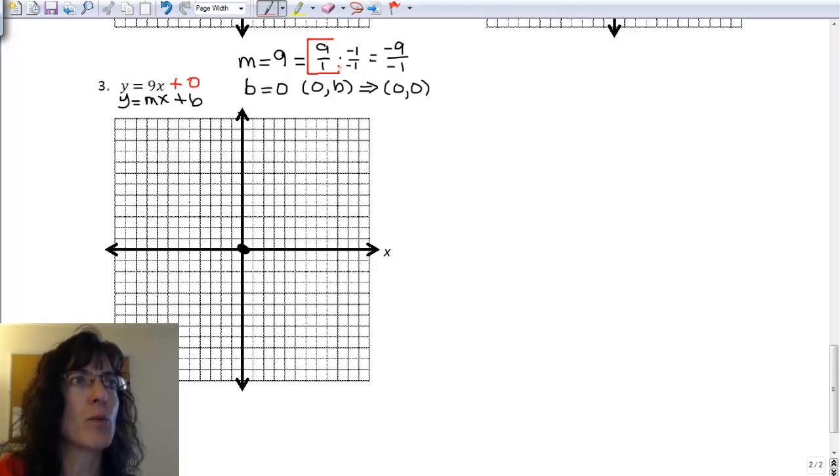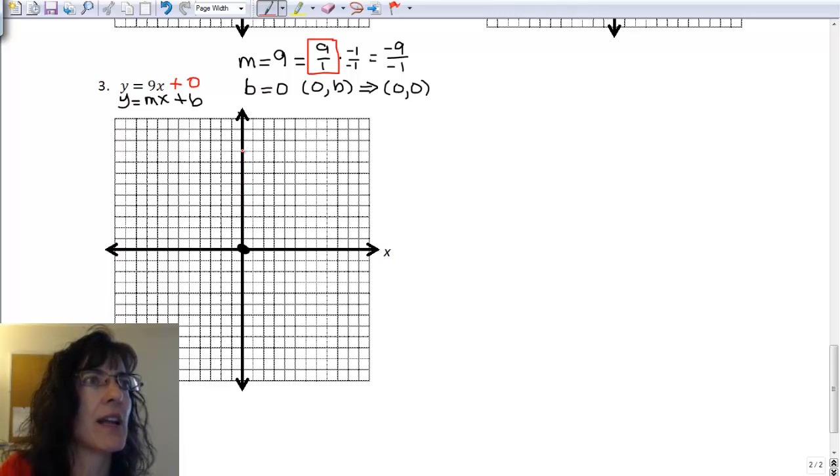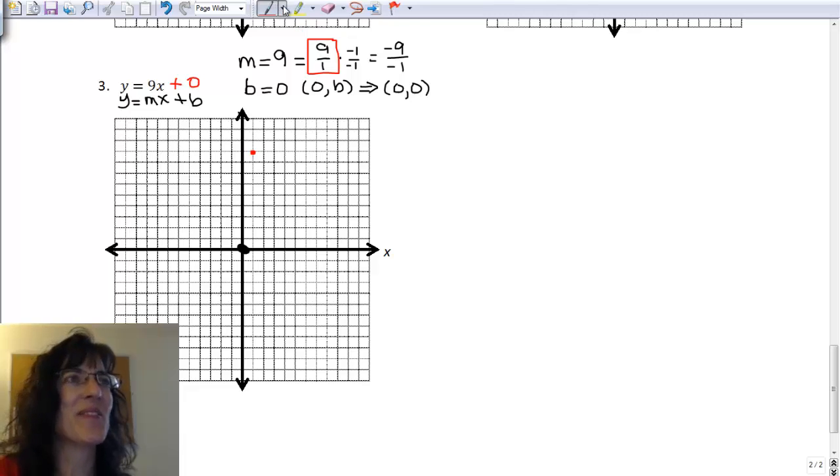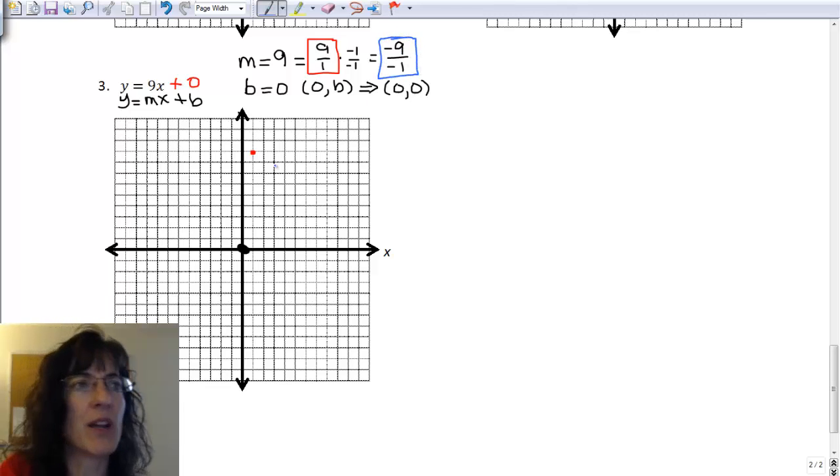So I'll use this form of my slope first, 9 over 1. So starting at my y-intercept, I will rise 9. So 1, 2, 3, 4, 5, 6, 7, 8, 9. And then a positive 1. It's going to be a very steep line. Then I'll switch pen colors. Now I want to use this other form of my slope, negative 9 over negative 1.